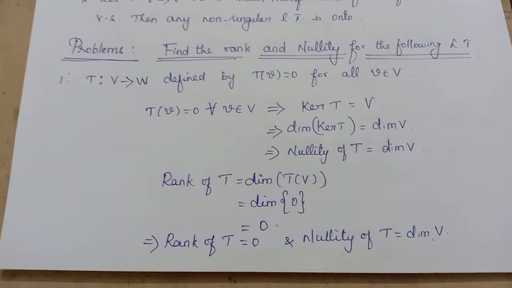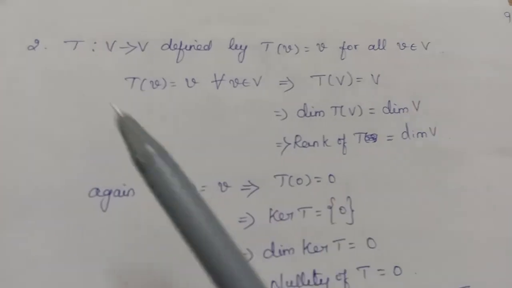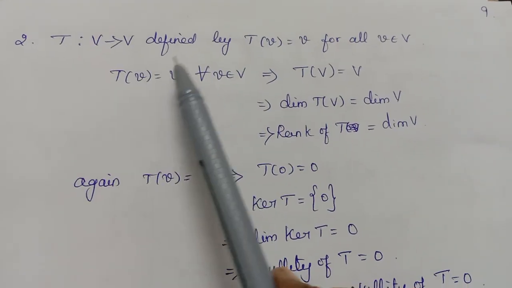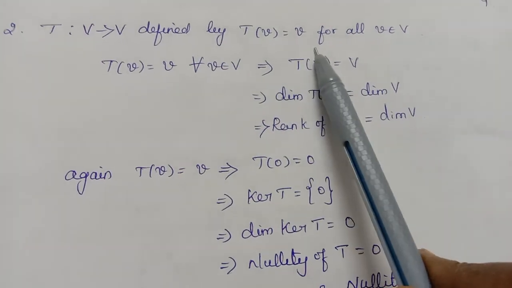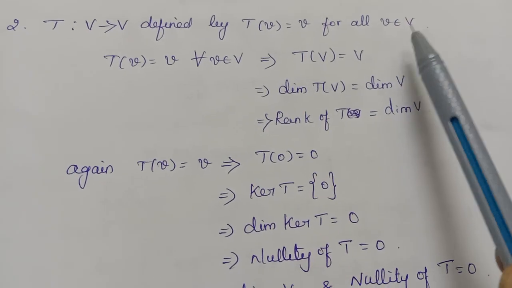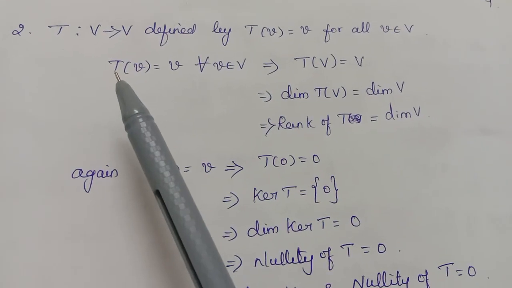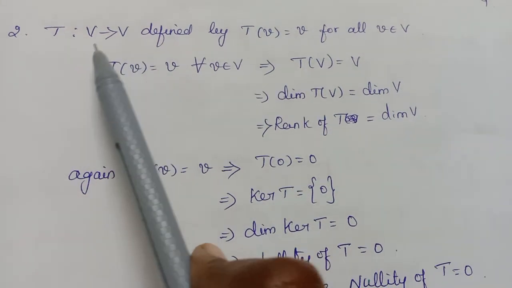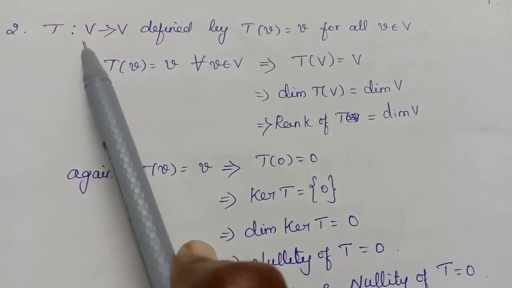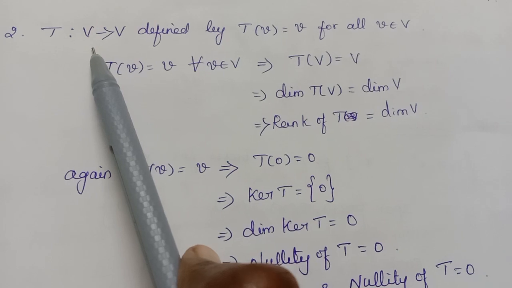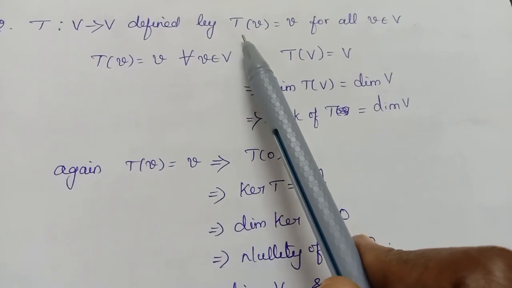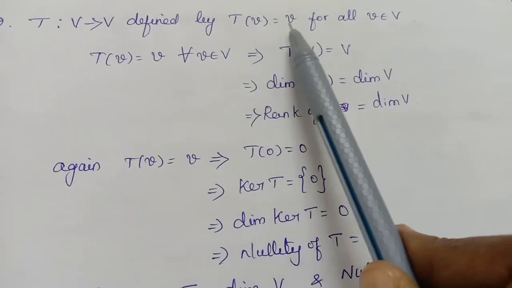Then, next one. Second problem. T is a linear transformation from V to V defined by T of v equal to v for all v belongs to V. Okay, this is of a similar type. As in the first problem, we don't know anything about the vector spaces. So here V is any vector space in which we defined a linear transformation as T of v equal to v.